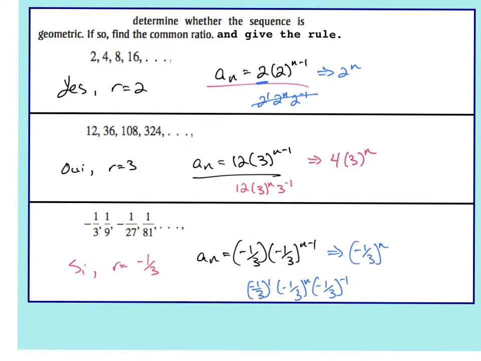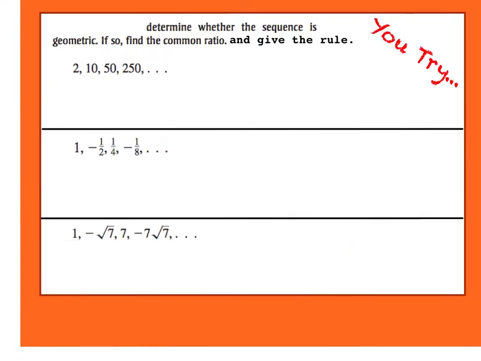All right, try these. Evan, help me out. For the top one, the common ratio is 5. So the rule would be a sub n is equal to 2 times 5 to the power of n minus 1. Good. If you actually converted it, it would be 2/5 times 5 to the power of n.